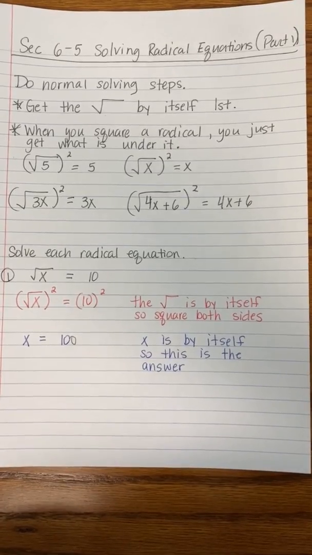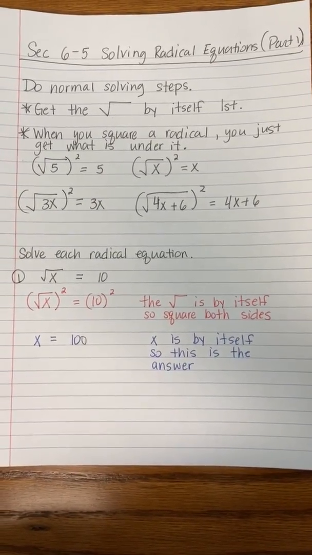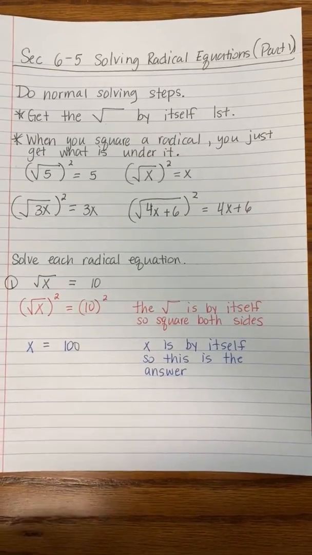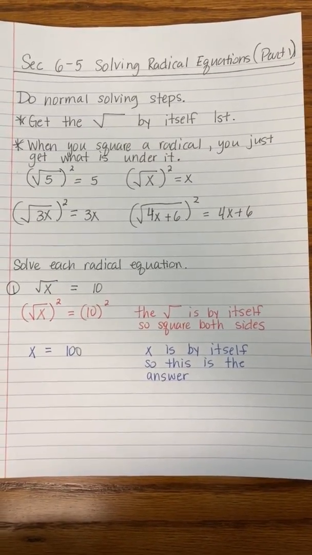All right, we are picking up where we left off in the middle of chapter 6. Today we're going to do section 6-5, solving radical equations. And this is probably going to be part 1 of at least 2 parts.